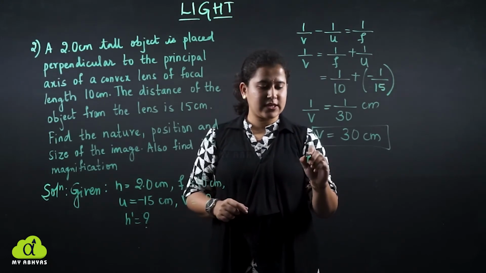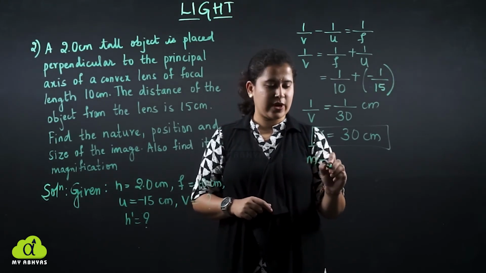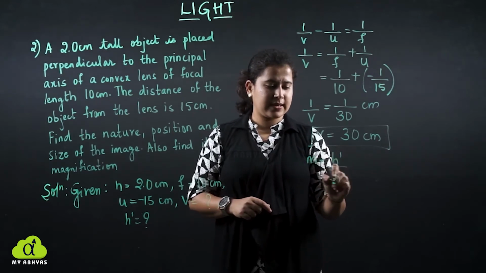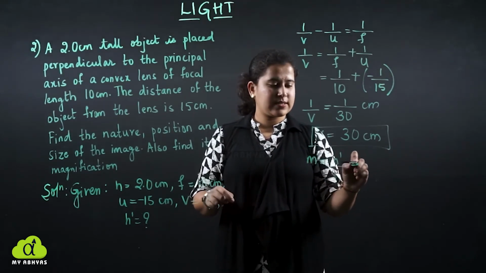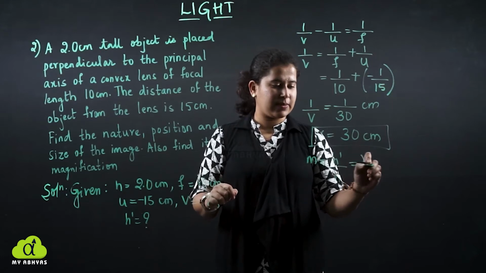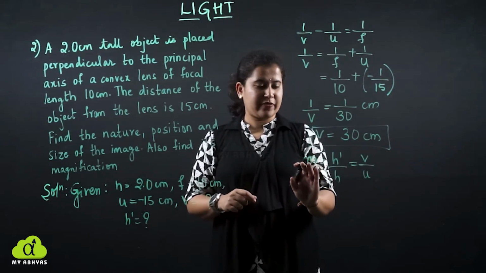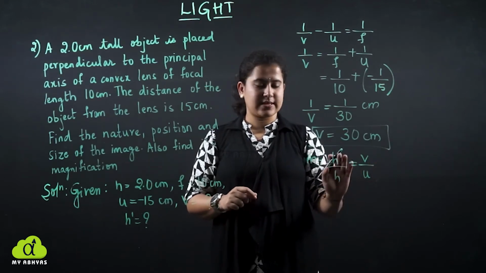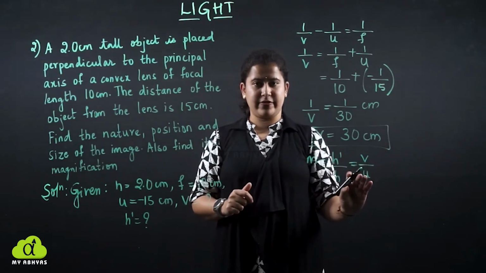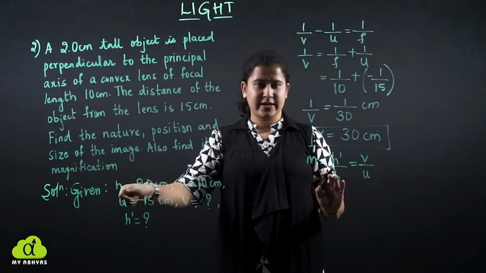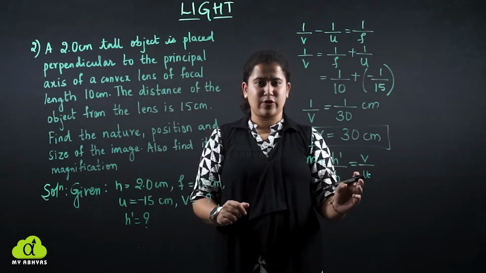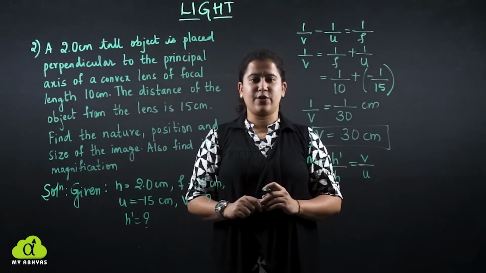So the magnification formula, M is equal to h dash divided by h. So what is h dash by h? It is nothing but v by u. Now I am not considering the M value, I am just considering this value, that is h dash by h is equal to v by u, because I know the value of h, I know the value of v, I know the value of u, so I have to find out the value of h dash.